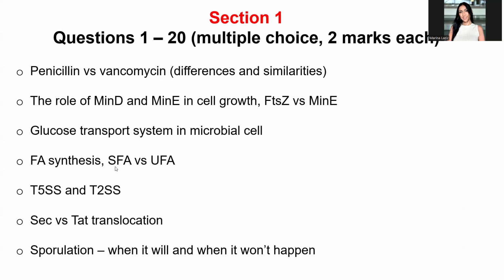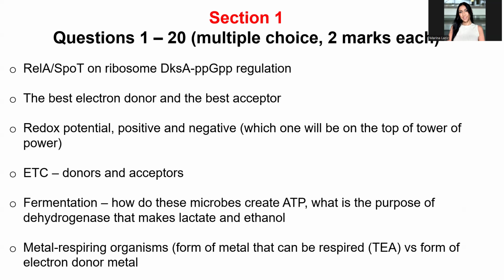Differences and similarities between transport systems, with a hint on the T5 versus T2 transport system. There will also be a question about sporulation, so know when and when not sporulation will happen. Then RNA versus protein in ribosomes, like where are they located, and how is that specific to the ribosome. Transcription regulation from the complex DksA and ppGpp.